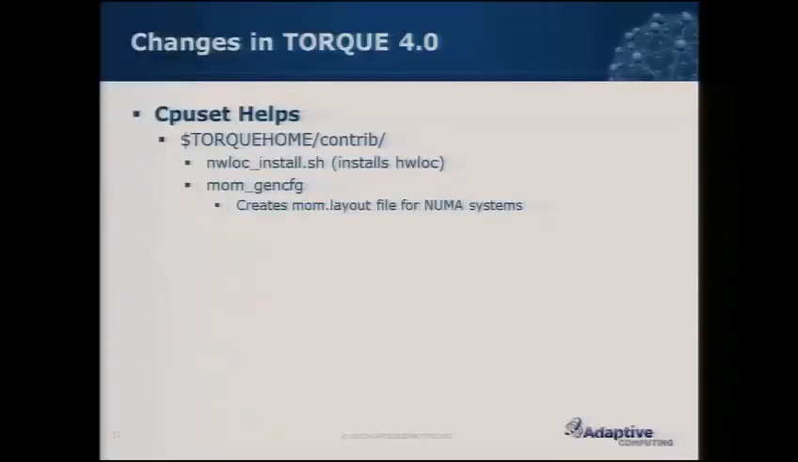There's some new helps in Torque 4. HWLOC has to be installed in order to be able to compile, and there is an install script under the contrib directory called hwloc_install.sh that will install that for you if you don't already have it done. And on NUMA systems, there is also another script. I think Bernd Callis wrote this one, and it'll automatically generate your MOM layout file if you're running on a NUMA system. It doesn't have to be SGI. They'll create an appropriate MOM layout file for you, so they'll build board nodes for you and everything.